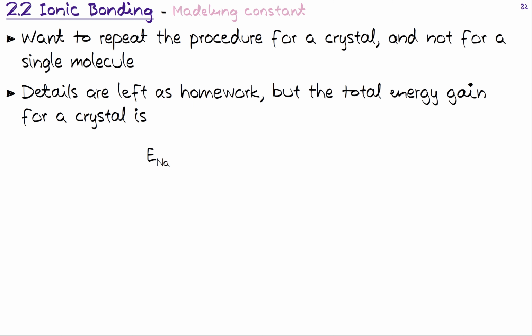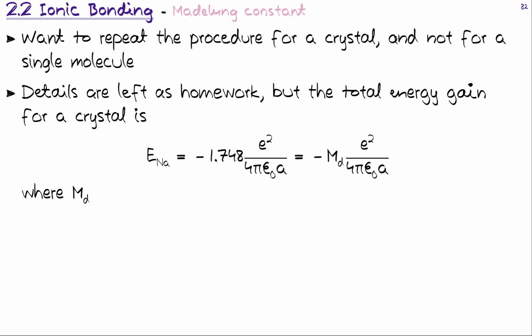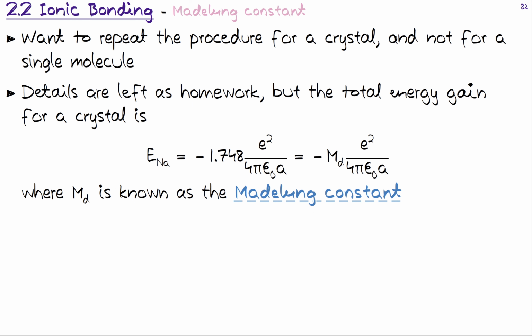And the total energy gain for a crystal, we can calculate that the gain will be minus 1.748 times e squared divided by 4 pi epsilon naught times a. And this value, 1.748, is known as the Madelung constant, which you will be calculating as a homework assignment. So what you do is take into account that you now have a sodium chloride crystal, and then you need to calculate the electrostatic attraction and repulsion between the different ions in this solid crystal.